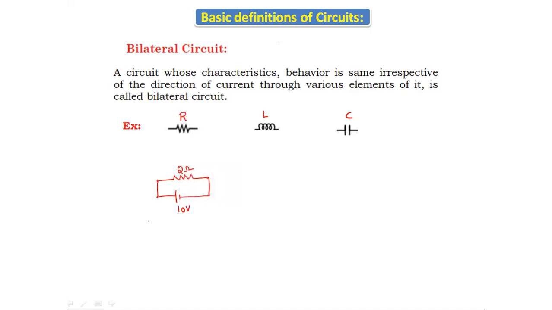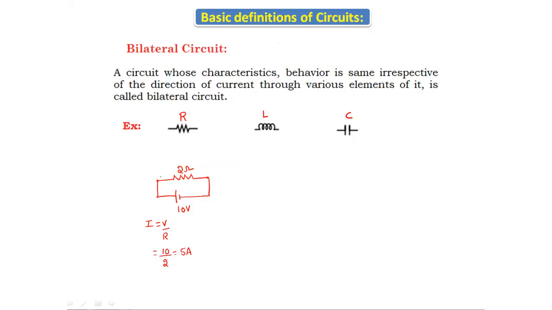If we apply Ohm's law here, if we want the current, I is equal to V by R. What is the V value here? V is 10 volts, and the R value is 2 ohms. What is the current we are getting? The current we are getting is 5 amperes.